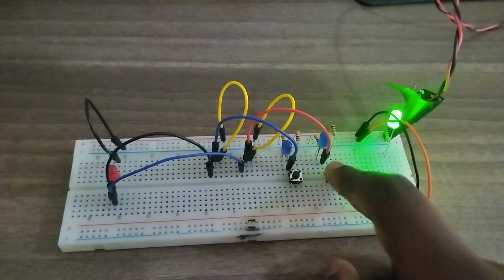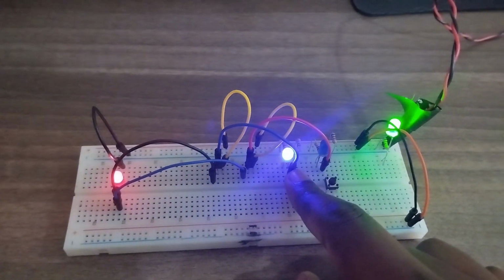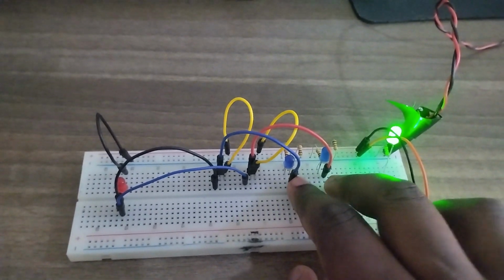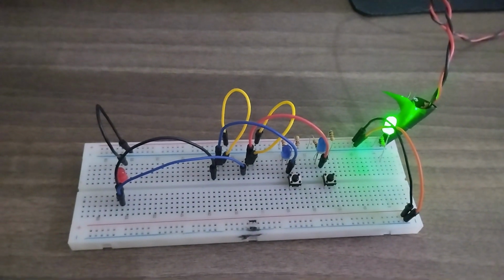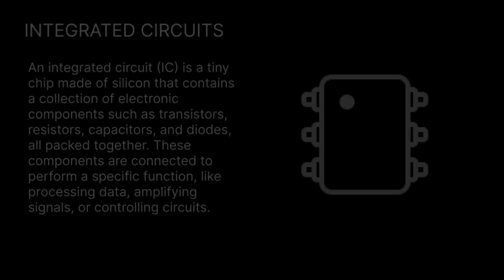When I press either of the buttons, the output, which is the red LED, goes on. Hence, we have made an OR gate: when either of the inputs is 1, the output is 1. Also, when I press both of them, the output is still 1.